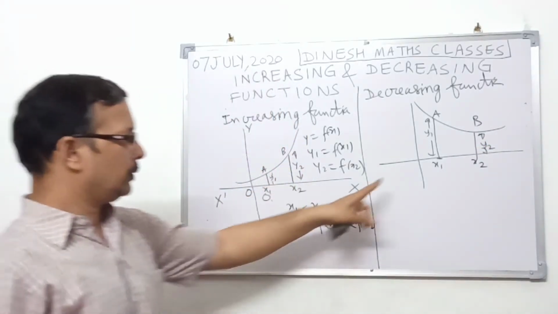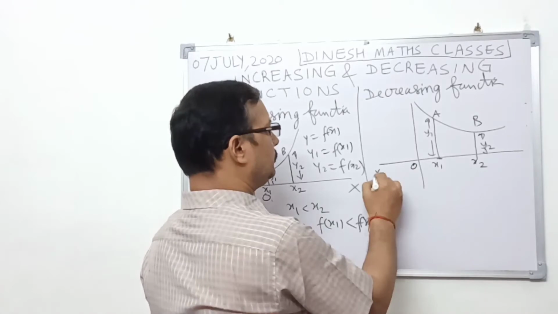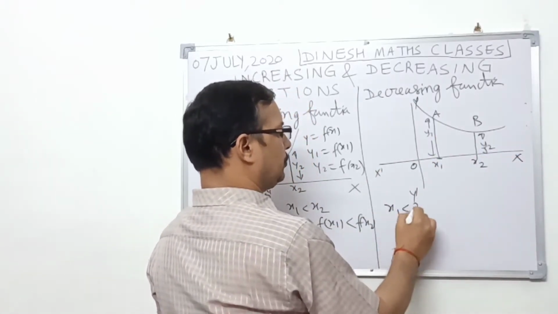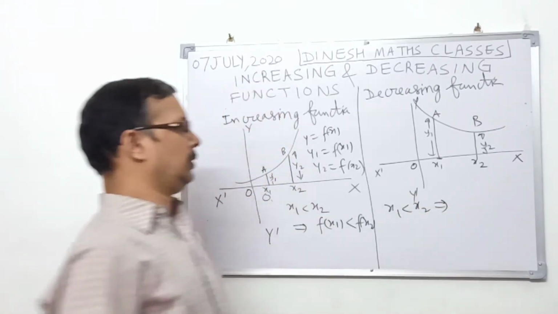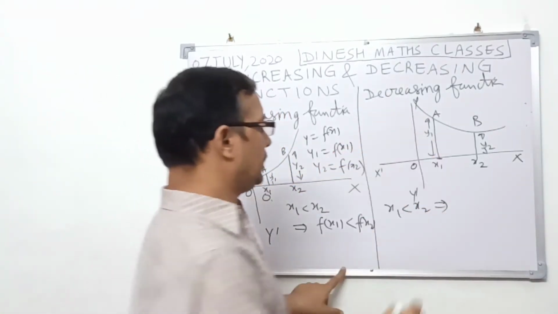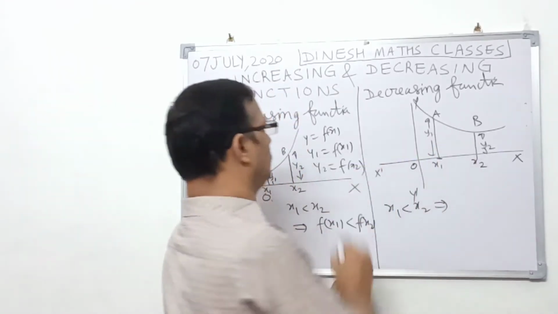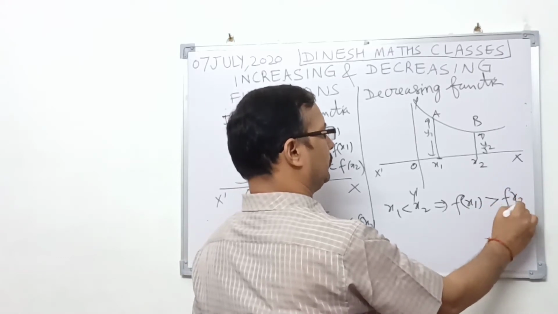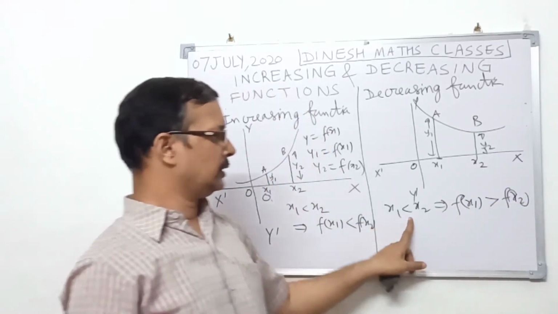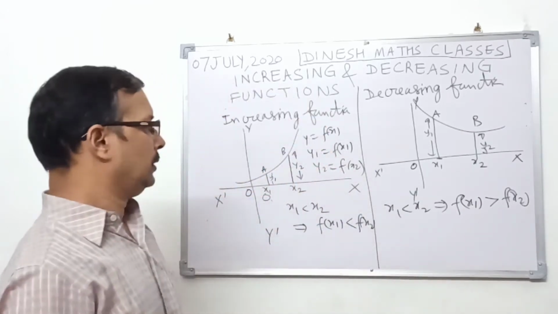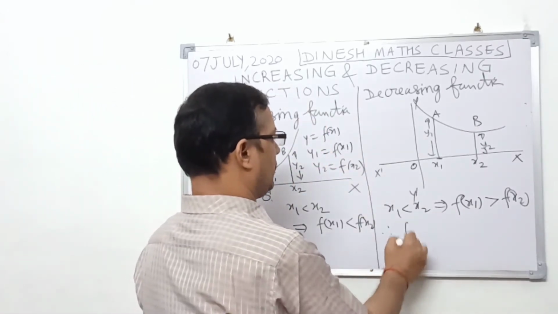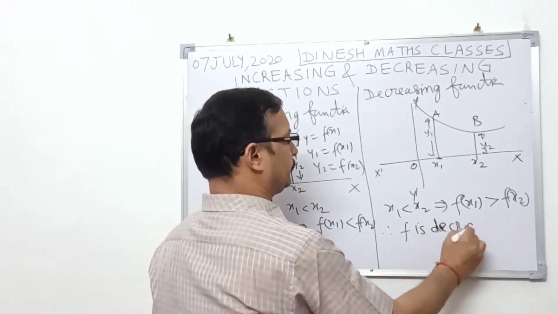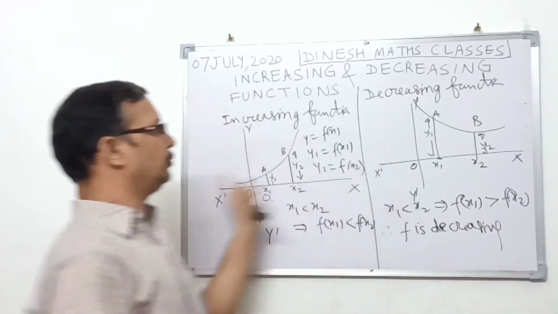Similarly, you can see that x1 is less than x2. And what about y1? y1 is greater than y2, where y1 is simply f(x1). So f(x1) is greater than f(x2). So here there is a less than sign, then on this side there is a greater than sign. Therefore f is a decreasing function.